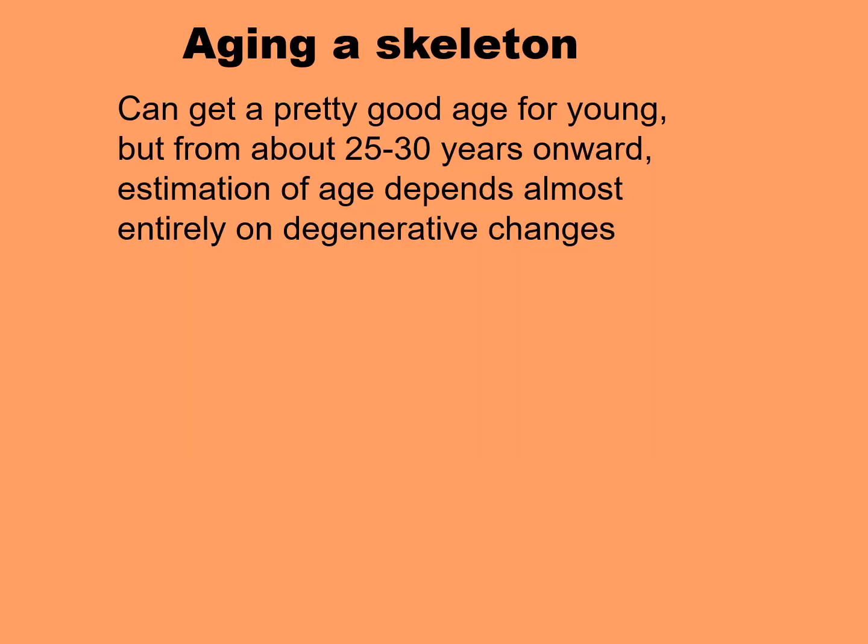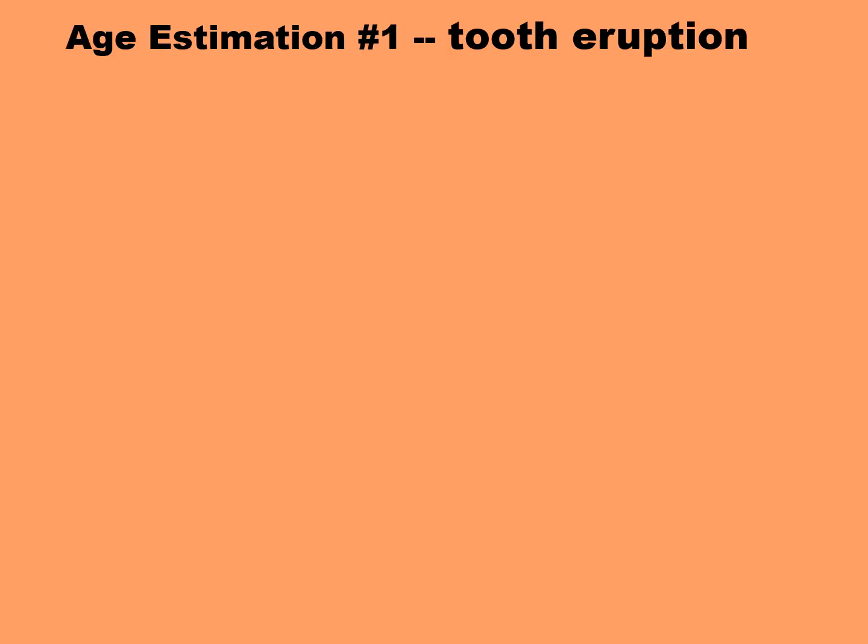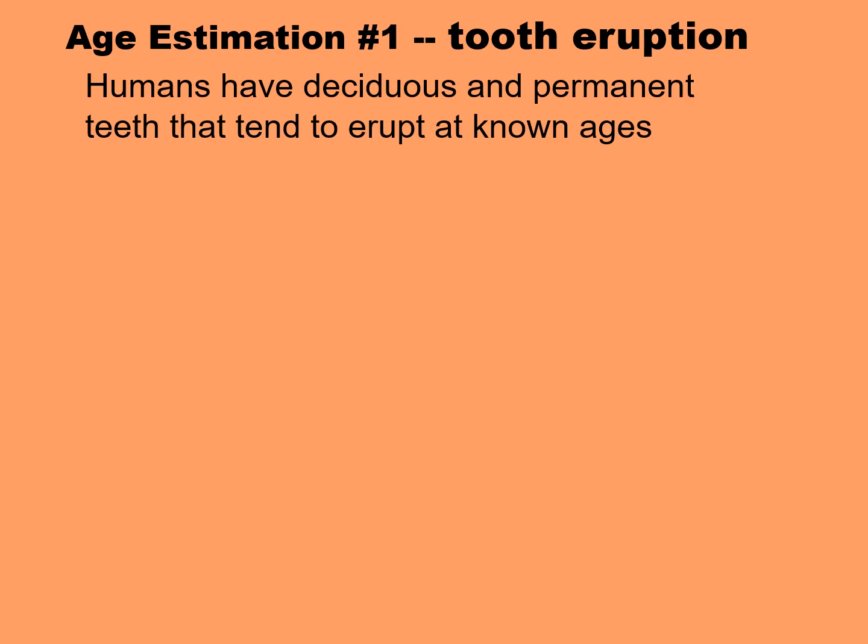Let's move on to aging a skeleton. You can get a pretty good age for young, but from about 25 to 30 years onward, the estimation of age depends almost entirely on degenerative changes. I'll look at 3 different measures for aging a skeleton: tooth eruption, epiphyseal closure, and pubic symphysis roughness. Let's begin with tooth eruption.